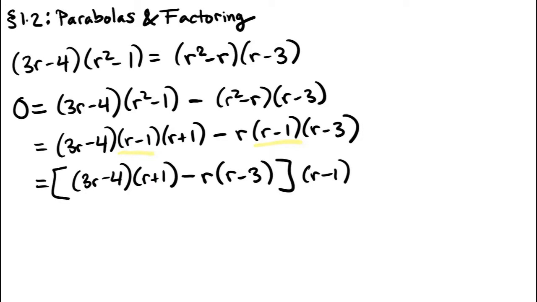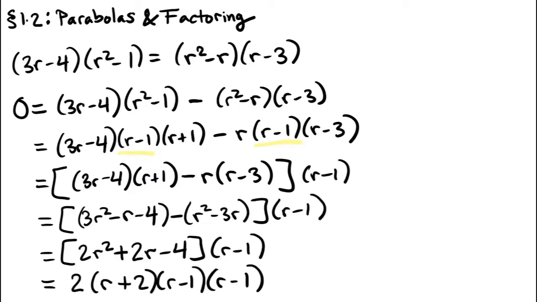Now what's left doesn't have any common factors, so there's nothing to do but multiply them out, subtract, and then try to factor the resulting thing. When you do all that, you should get 2 times r plus 2, r minus 1, and r minus 1 again. Even though there are 3 linear factors here, we only get 2 solutions. r is negative 2, or r is 1. That's because one of these factors is repeated.